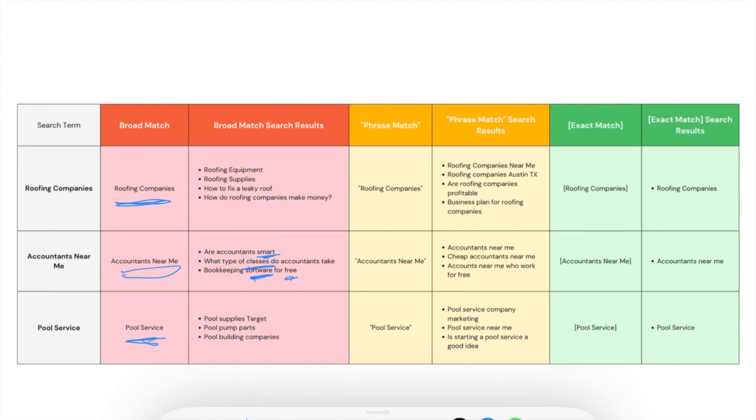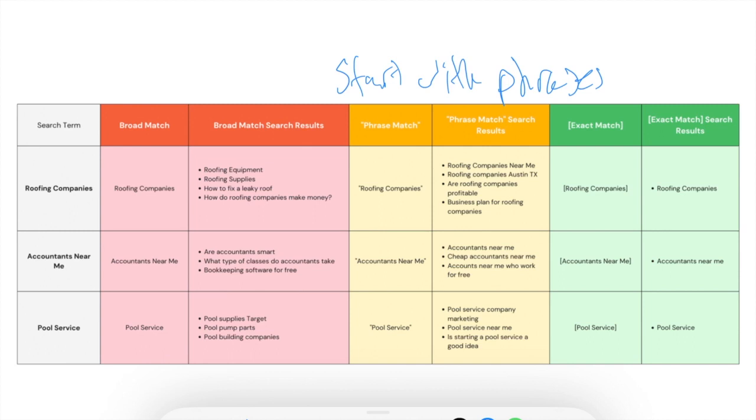Let's do pool service. If I look at these and I say, hey, Target's a negative, pool pump parts, and pool building. If I'm a pool service company, I just do maintenance. Building would be a negative. Okay? So that's how you would go through and do it for broad match. Phrase match is where you want to start. Okay, so start with phrase match.